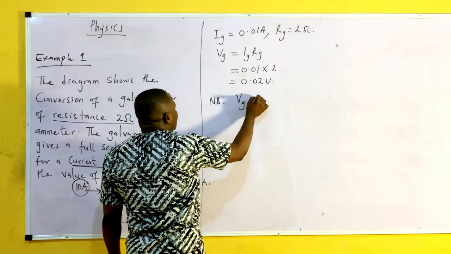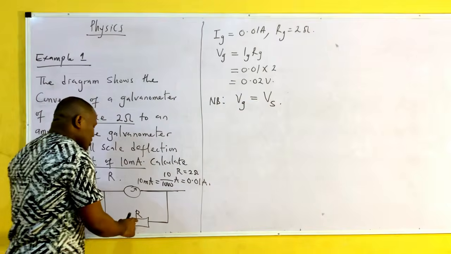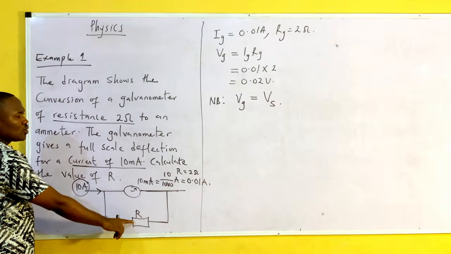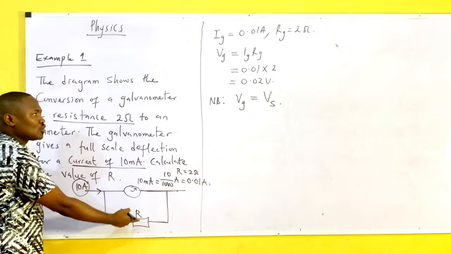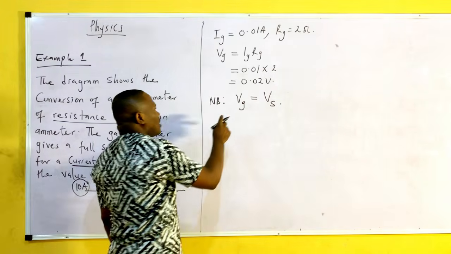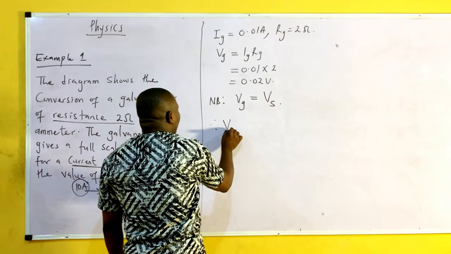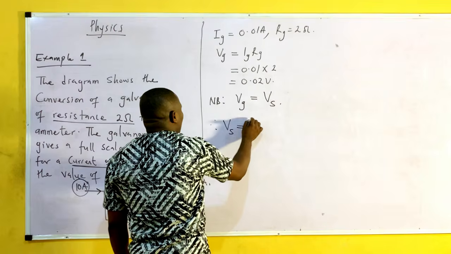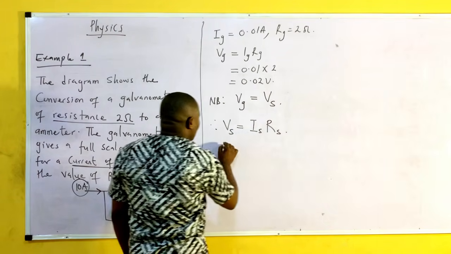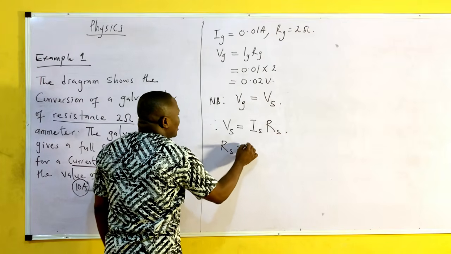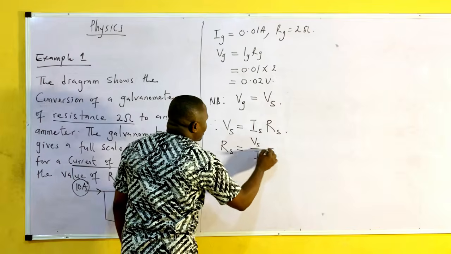The voltage of the galvanometer equals the voltage of the shunt, because this is the shunt, and that's what they want us to calculate: the value for R, which is the resistance of the shunt. So what will I do? Therefore, V of the shunt equals I of the shunt times R of the shunt. So R of the shunt is now equal to V of the shunt over I of the shunt.